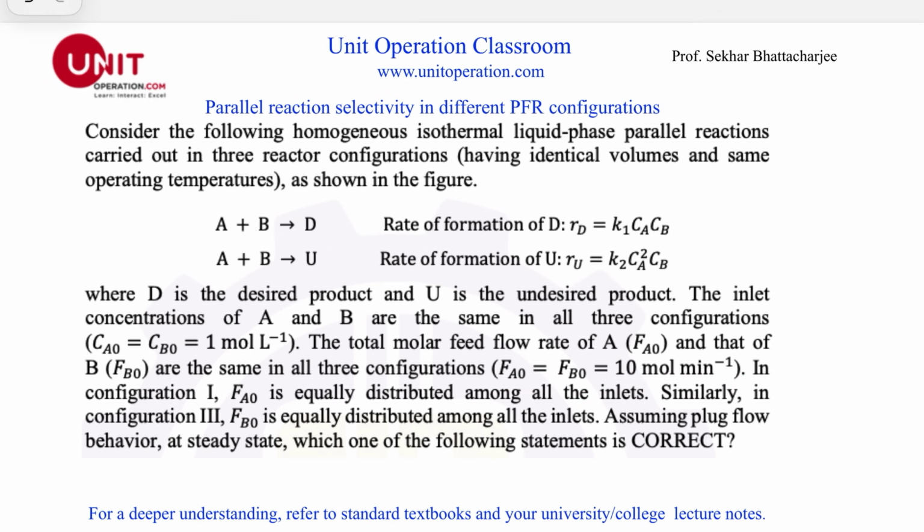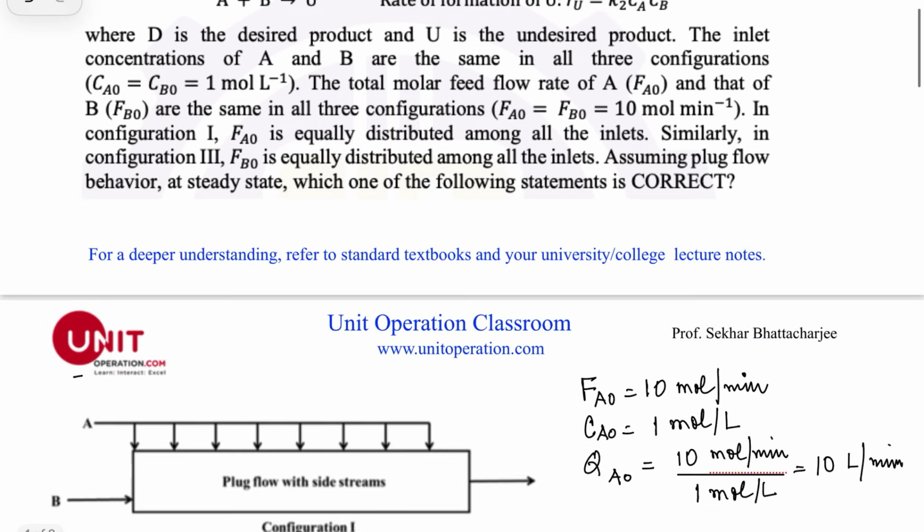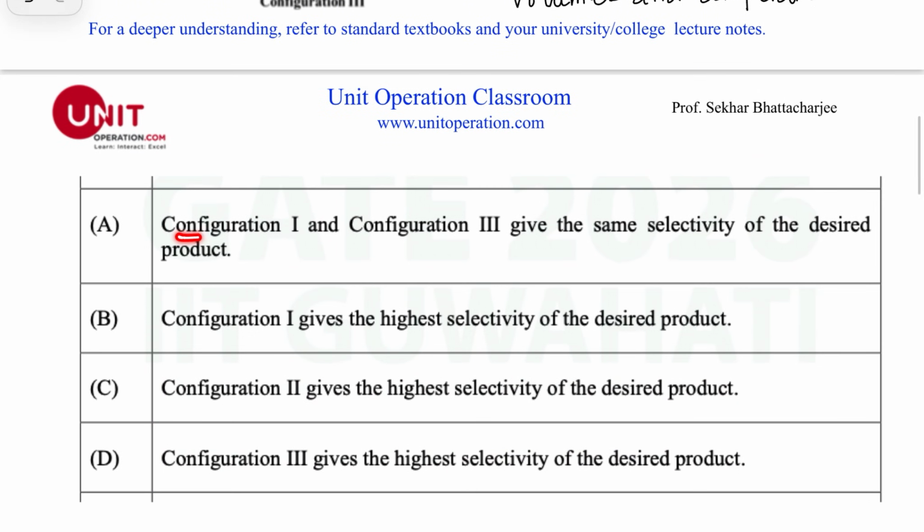In configuration 1, FB0 is equally distributed among all inlets. Similarly, in configuration 3, FB0 is equally distributed among all inlets. Assuming plug flow behavior at steady state, which one of the following statements is correct? Okay, so what are the statements? Configuration 1 and configuration 3 give the same selectivity.